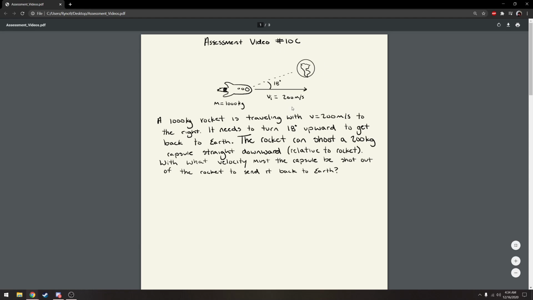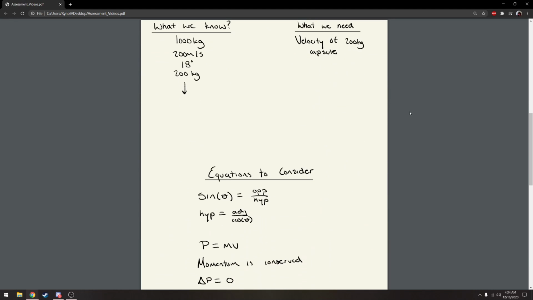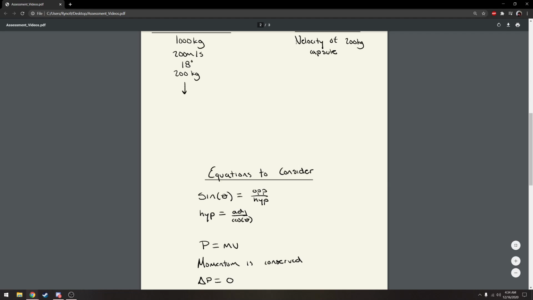And here is a nice little drawing to show the problem and what we need to do, and with that we can get right into the problem. So what do we know and what do we need? Well, we know that the rocket is 1,000 kilograms. We know that it's traveling at a velocity of 200 meters per second to the right. We know that it needs to get to an 18-degree angle in order to reach Earth, and in order to do so it needs to eject a 200 kilogram capsule straight down relative to the rocket. And we need to figure out what speed that capsule needs to be ejected at in order to achieve this angle.